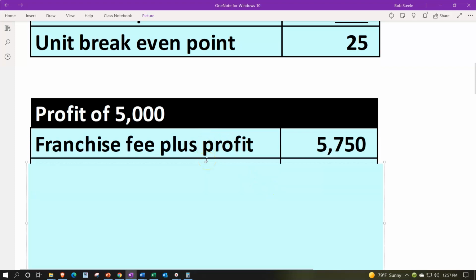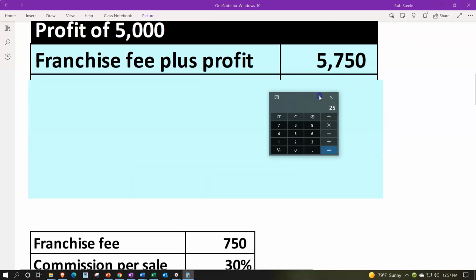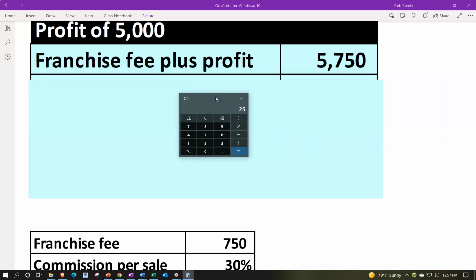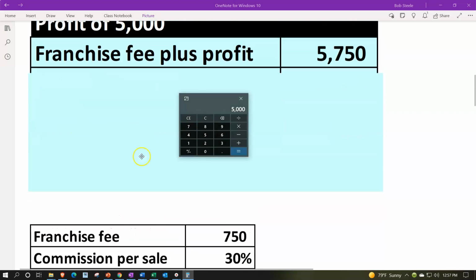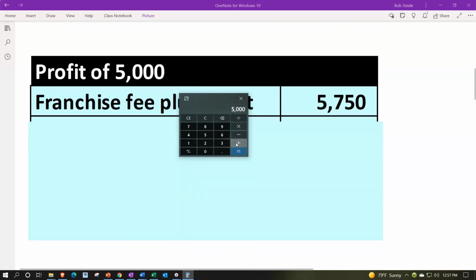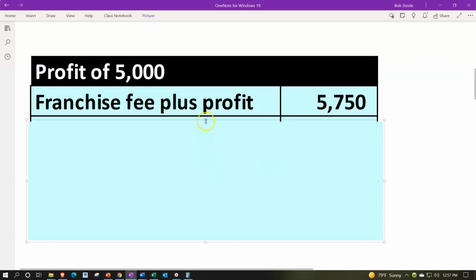So the next question would be, well, what if I wanted to make a profit of, let's say, $5,000? So $5,000 on the year of profit. Notice when we think about profit or any of these calculations, there's got to be a time frame. Are you talking about profit per month, per year, per week, and so on? So we'll say 5,000 we're going to try to make on this. That's what we want to be making over and above the fixed cost, which is the 750, and that would give us 5,750 that we would want to earn.